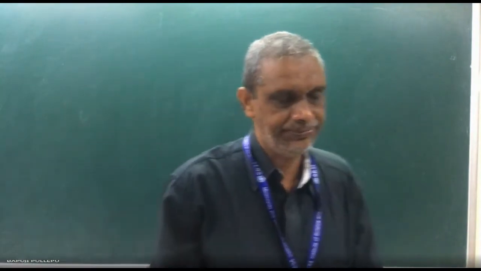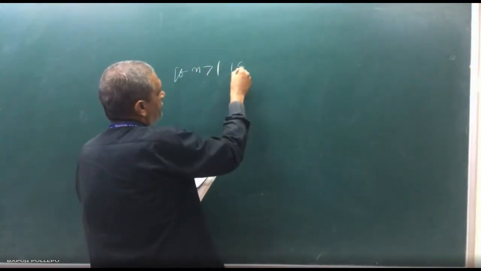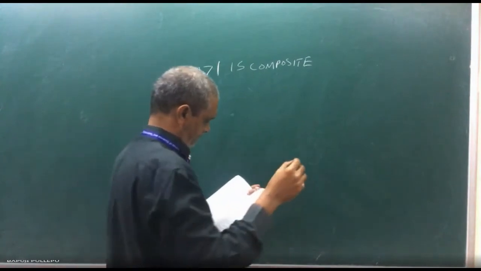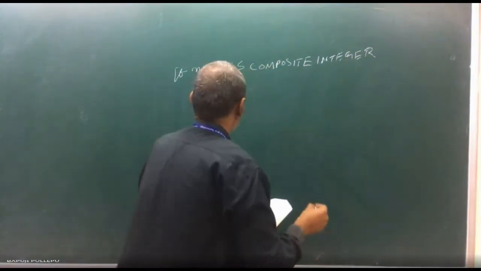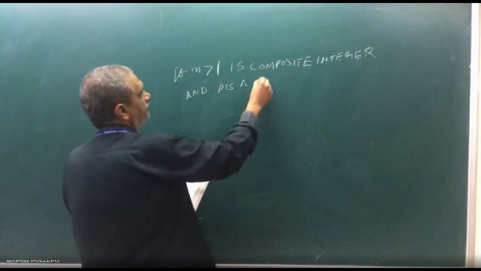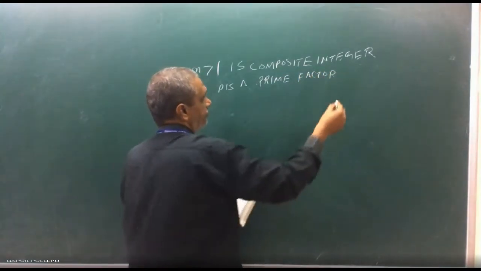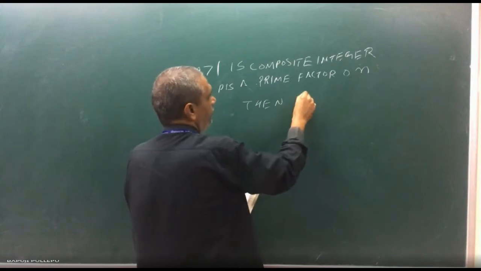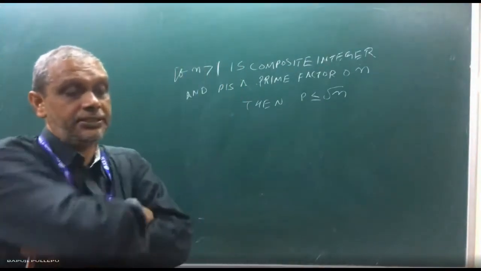Another thing, just: if n is a composite, and P is a prime factor of n, then P is less than or equal to root n. P is less than or equal to root n.